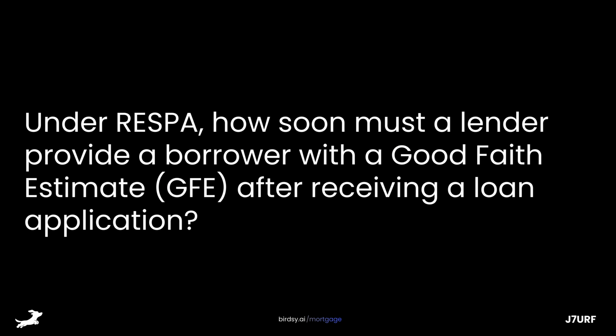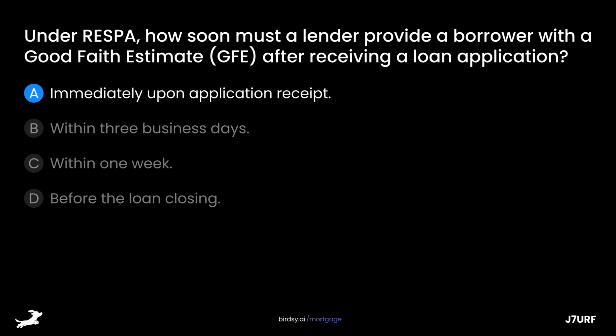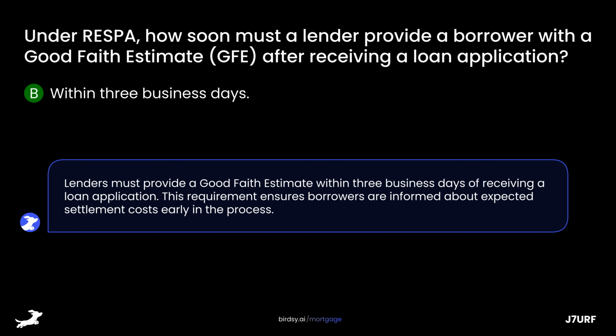Under RESPA, how soon must a lender provide a borrower with a good faith estimate after receiving a loan application? Is it A, immediately upon application receipt, B, within 3 business days, C, within 1 week, or D, before the loan closing? The answer is B, within 3 business days. Lenders must provide a good faith estimate within 3 business days of receiving a loan application. This requirement ensures borrowers are informed about expected settlement costs early in the process.